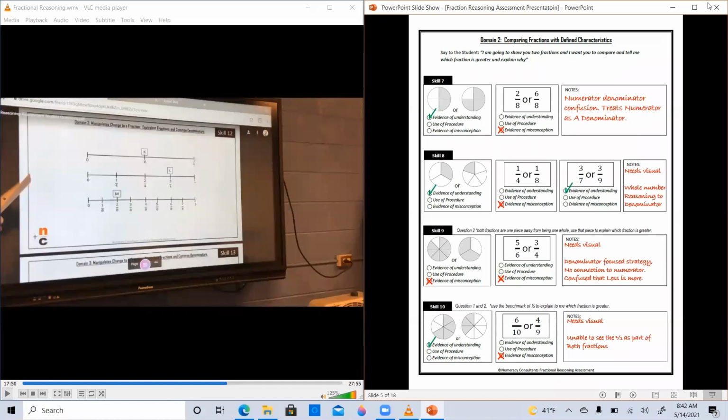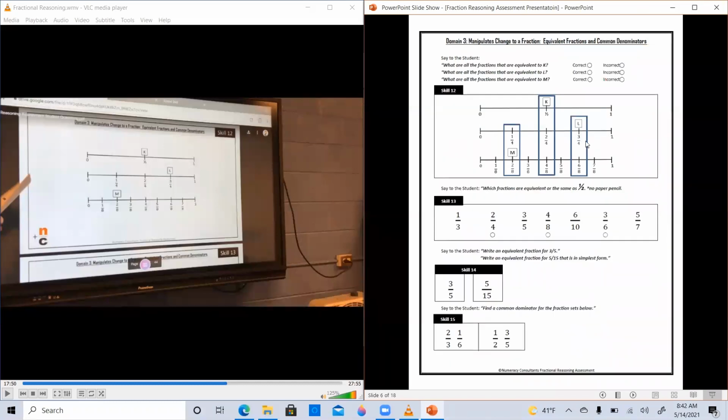Okay, the next part has to do with, this is a tougher domain now. And this has to do with manipulating and changing a fraction: equivalent fractions and common denominators. What are all the fractions that are equivalent to point k? So which fractions are all equivalent to point k?